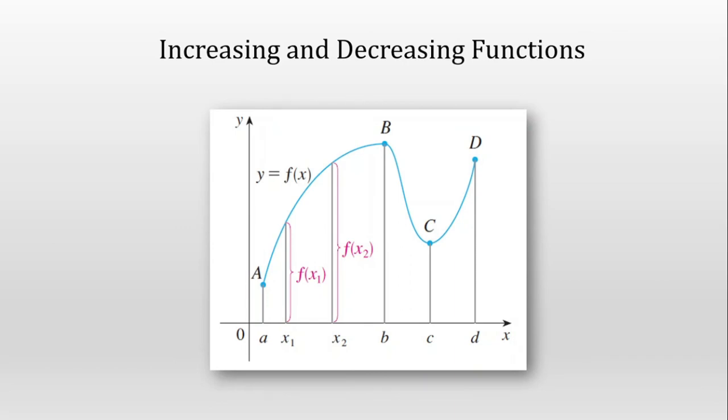Increasing and decreasing functions. This graph rises from a to b, falls from b to c, and rises again from c to d. The function f is said to be increasing on the closed interval [a, b], decreasing on [b, c], and increasing again on [c, d]. Notice that if x₁ and x₂ are any two numbers between a and b with x₁ less than x₂, then f(x₁) is less than f(x₂). We use this as the defining property of an increasing function.